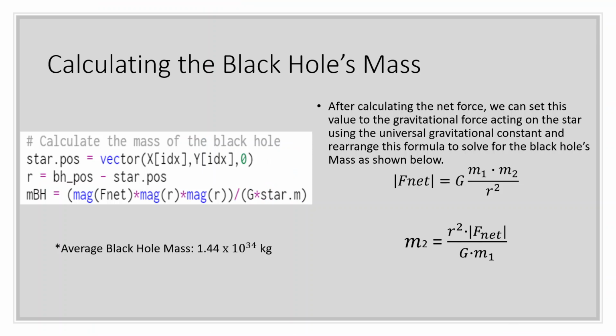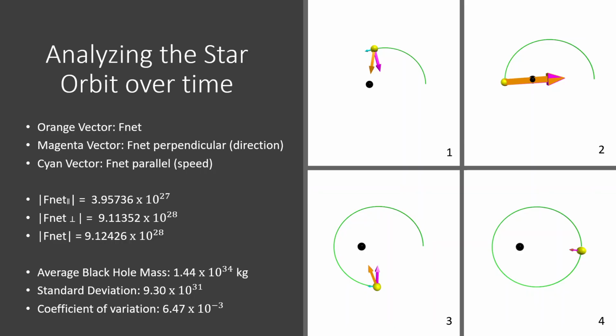To calculate the black hole's mass, we need to take the net force we calculated into account and set it equal to the gravitational force acting on the star using the gravitational constant, and rearranging this equation to solve for the black hole's mass as shown in the code and below. After running the code in GlowScript, we can see the star's orbit at 4 different times. In the animation, the orange arrow represents F net, the magenta one F net perpendicular, and the cyan one F net parallel. Below, you can also see the magnitudes of each.